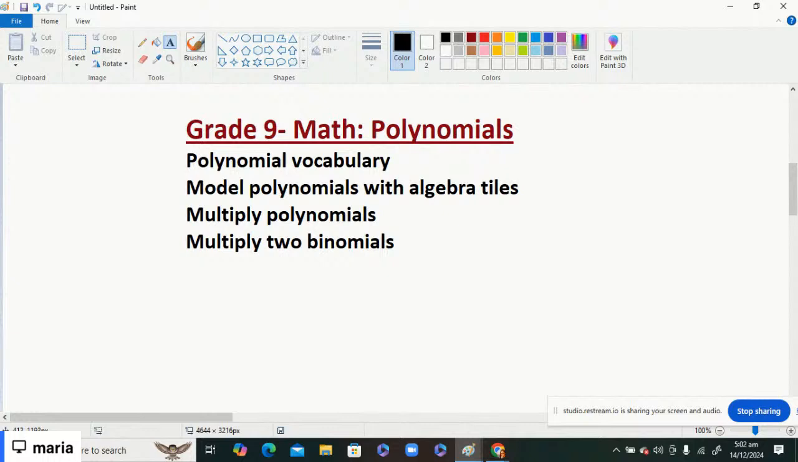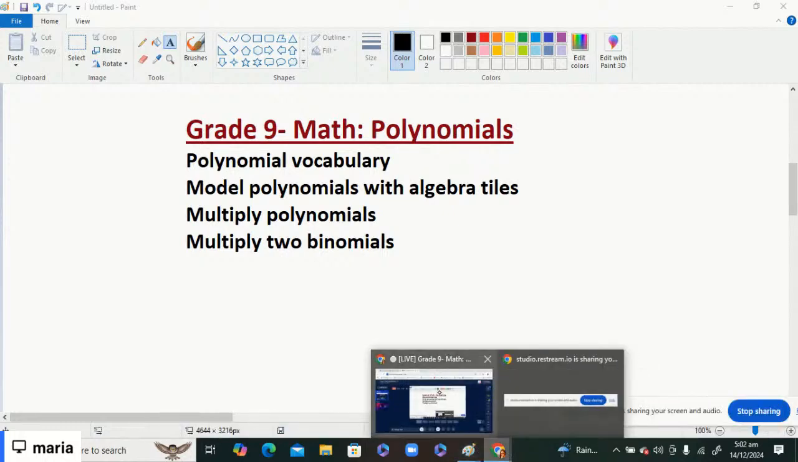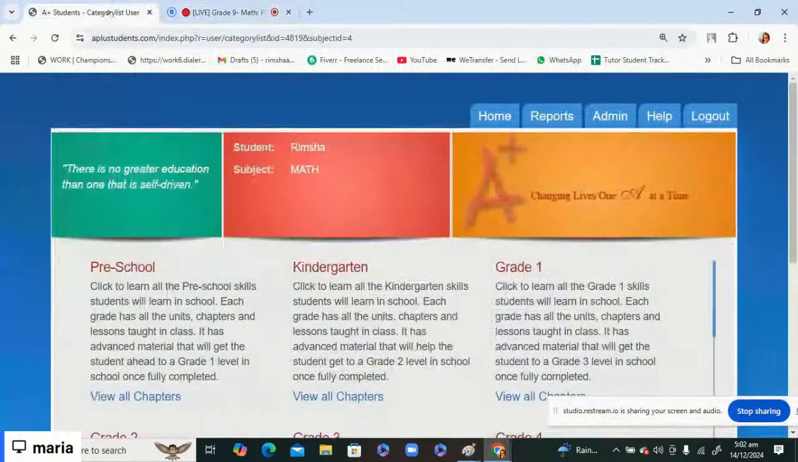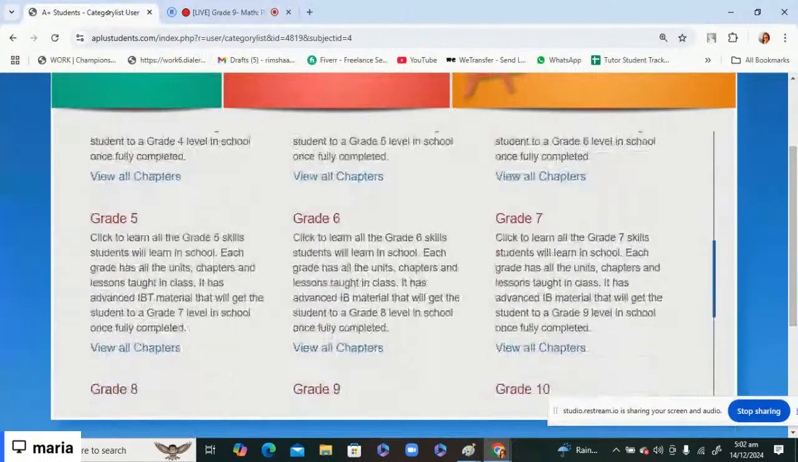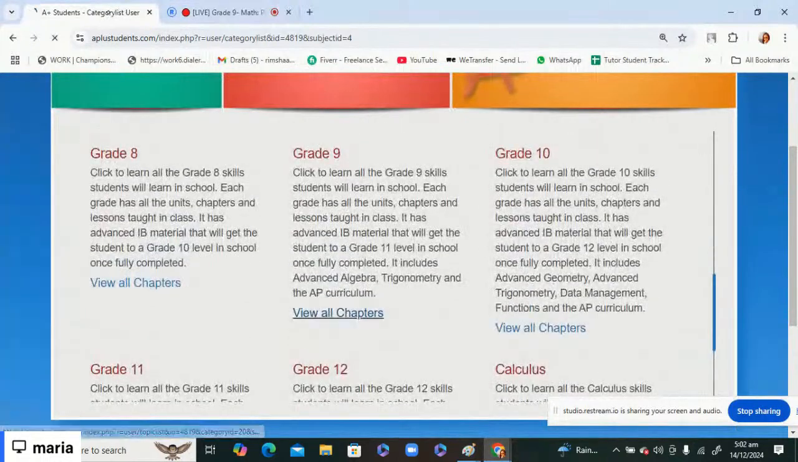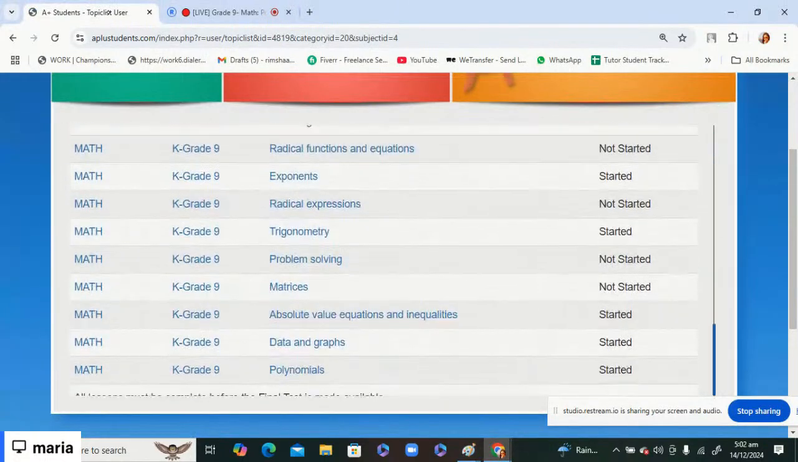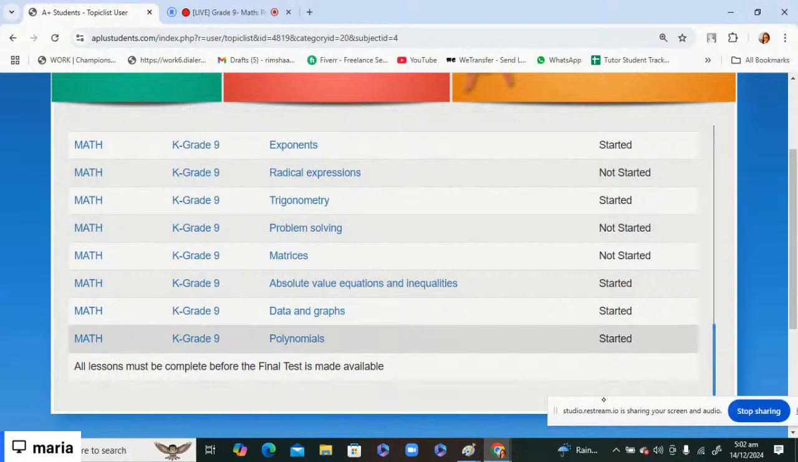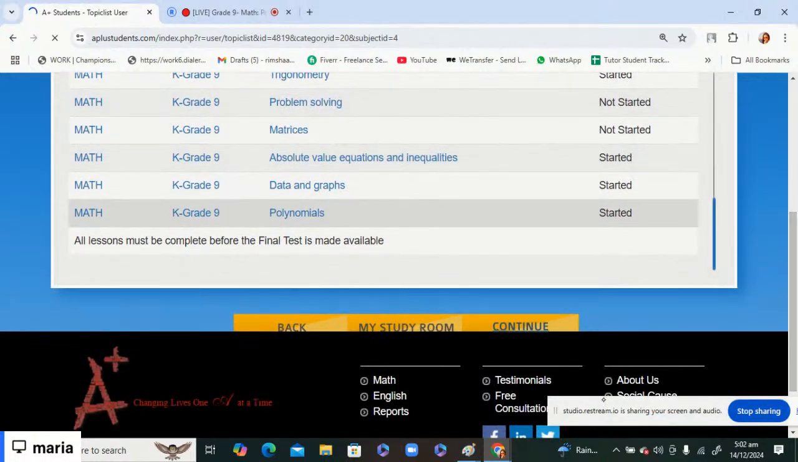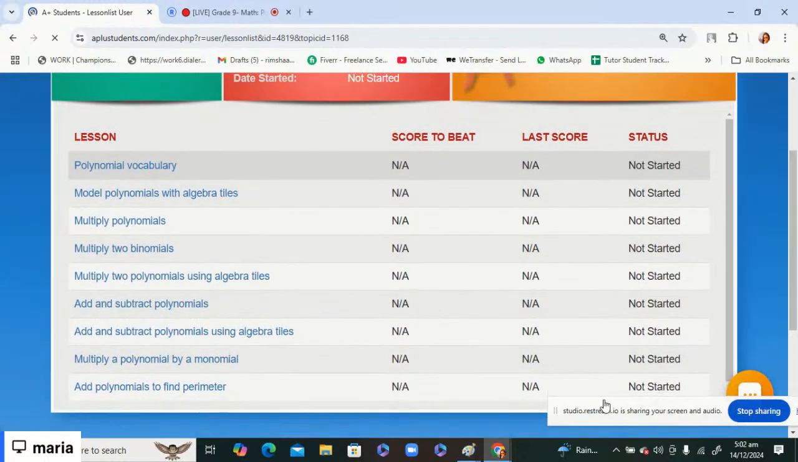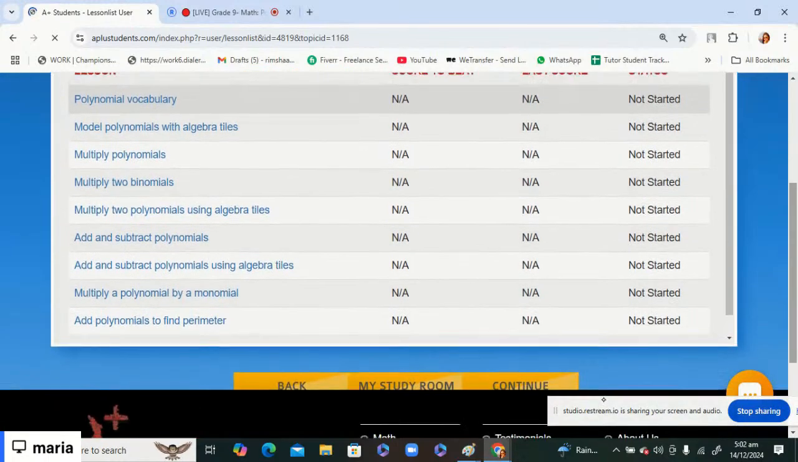You can find all the lessons on aplusstudent.com. You have to log in using the email and the password provided by the administrator. Go to the subject tab, select maths from there, and scroll down to grade 9. View all chapters. We are on the last chapter, that is polynomials. Let's start the very first lesson of polynomials, that is polynomial vocabulary.